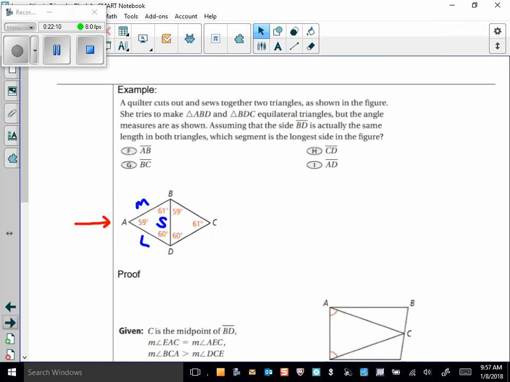Okay, now I'm going to label the right triangle. I know that BD is the longest side in triangle BDC. I know that this is the shortest side, and BC is the medium length side in that triangle. If you need to pause here and take a minute to let that soak in, then go ahead and do that. Okay, so out of all this, I'm looking for the longest side in the figure.